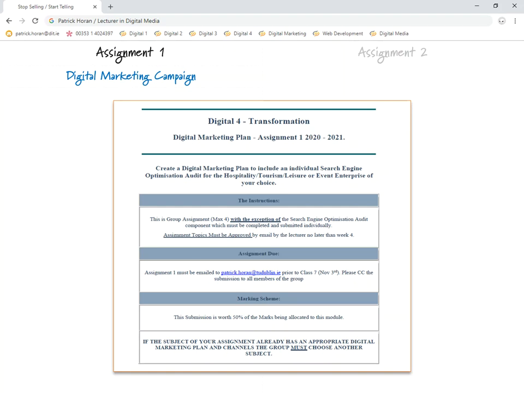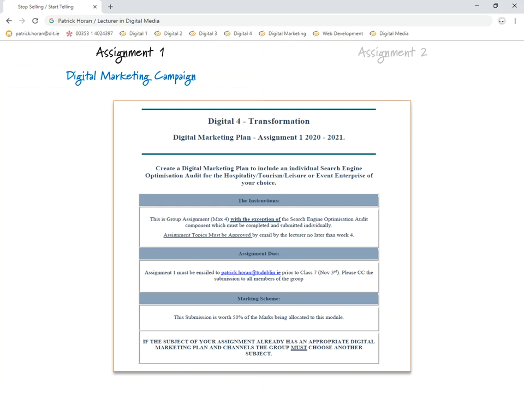So, as I said, you can resubmit that anytime up until the final date of the module. You can only resubmit it once, so you can't keep resubmitting it until you get 100% or anything like that. Assignment 1 is worth 50% of the marks allocated for this module.